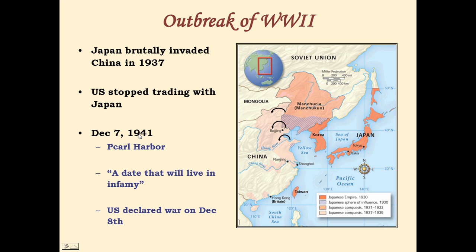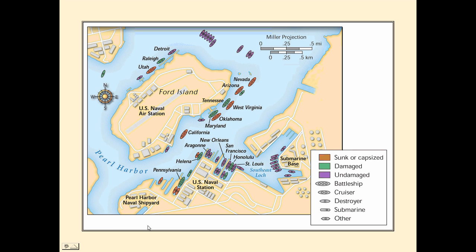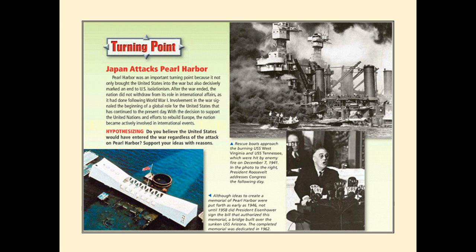Tensions had risen, and then without warning, they took us by surprise and attacked Pearl Harbor on December 7th, 1941. FDR called this a date that will live in infamy, and the US declared war on December 8th. And you can see this graphic shows ships and things that were damaged or destroyed at Pearl Harbor. And there's a little graphic from your book with information about the Pearl Harbor attack.